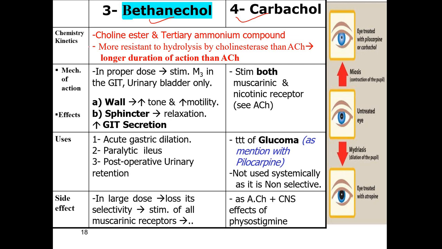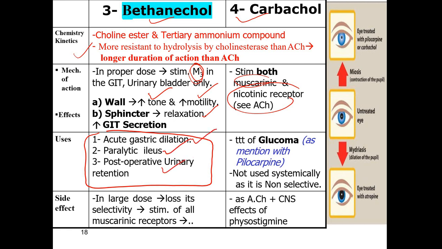Comparisons are usually asked from the kinetic point of view and mechanism of action. Through the involvement of M3 receptors, it stimulates only the muscarinic M3 receptor, not nicotinic, and therefore the tone of the wall is increased, motility is increased, and the sphincter is relaxed, as we discussed in the previous slide. So these will be the therapeutic uses. Bethanechol is used in acute gastric ulcer dilation, paralytic ileus, and postoperative urinary retention, and these will be the side effects.